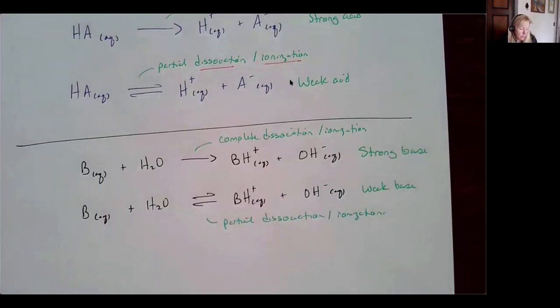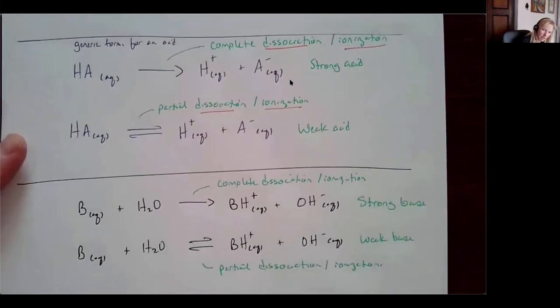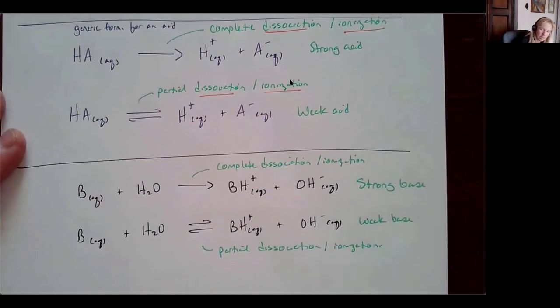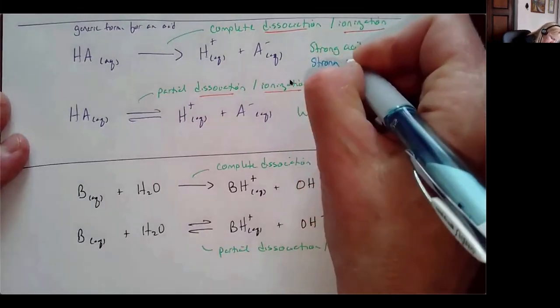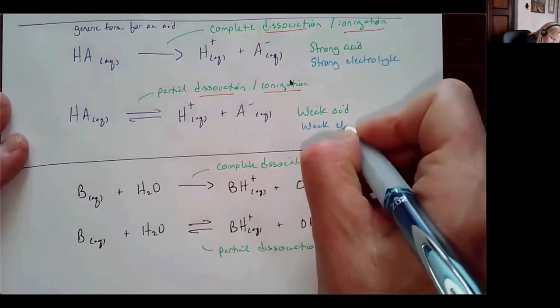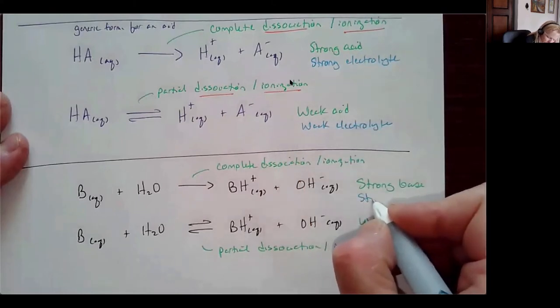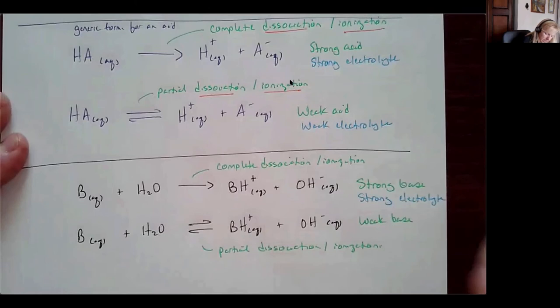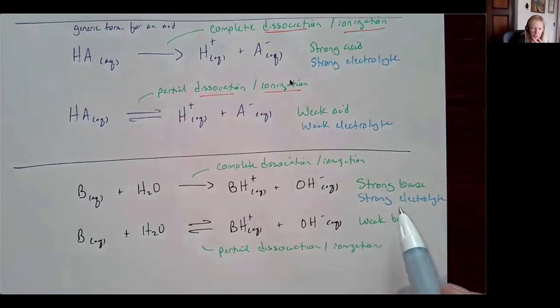We can also call these electrolytes. So anything that forms an ion in water is an electrolyte. So acids are electrolytes, bases are electrolytes. This is a strong acid. I could also call this a strong electrolyte, and this would be a weak electrolyte. Same here, strong electrolyte, which means that this is going to conduct electricity really well.